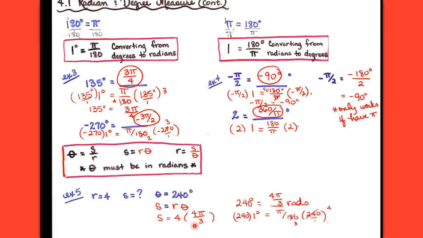All right, so now we can finish our problem because it was S is equal to R times theta. We had R, now we've got theta now that it's in radians. So what are we going to get for our arc length? Yes, 16 pi over 3. And if they wanted a decimal for that, we could do 16 times 3.14 divided by 3 and actually come up with a specific length if they wanted one. Okay?